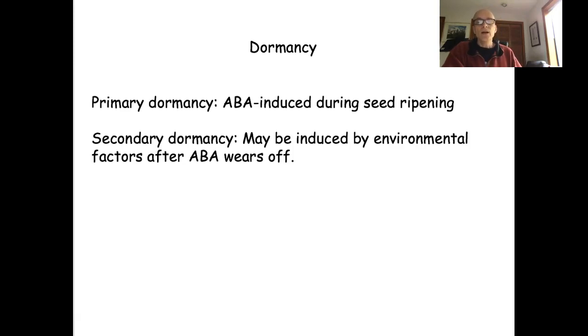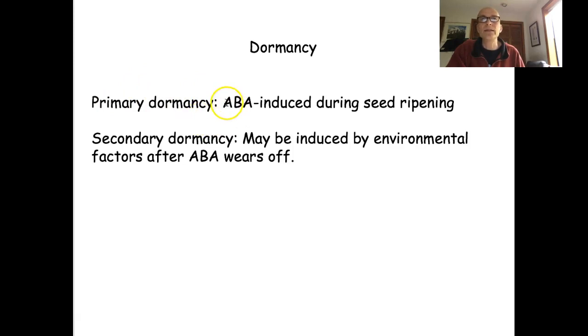Okay, so dormancy is the term that describes a seed that is currently not germinating, and it's not going to germinate until dormancy is broken. Dormancy is induced, and so there are hormones that are putting the seed to sleep after germination, after ripening. And that is called primary dormancy.